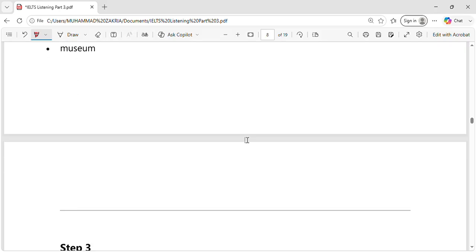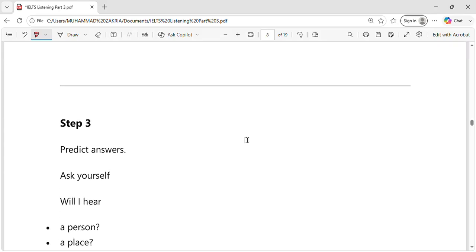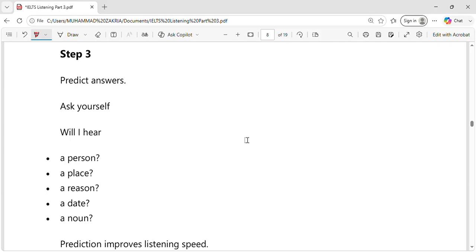Okay. Step 3, predict answers. Prediction of the answer is very important here because you listen, and firstly you listen before your answers. Before your answer means that when the speaker speaks here, you predict the answer. Prediction of the answer means that you must know what they speak.